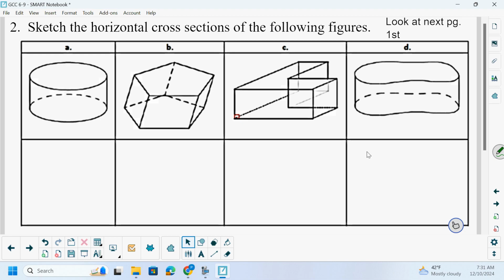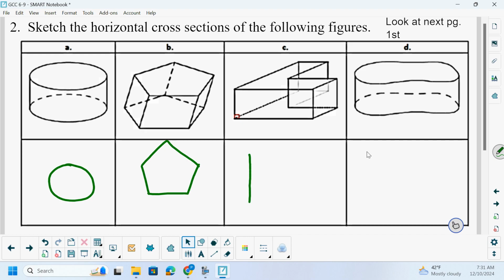All right, in this first one, if we're slicing horizontally, we should just get a circle. In the second one, if we slice horizontally, we should get a pentagon type shape. In the next one, it should look kind of like an L. And then the last one is just kind of like a blob type shape, but looks something kind of like that.